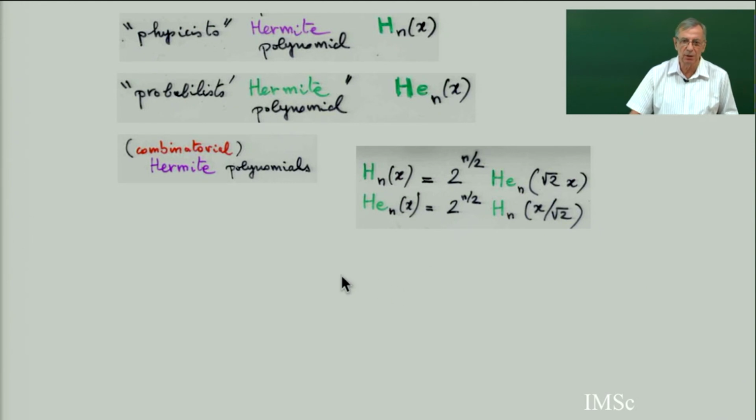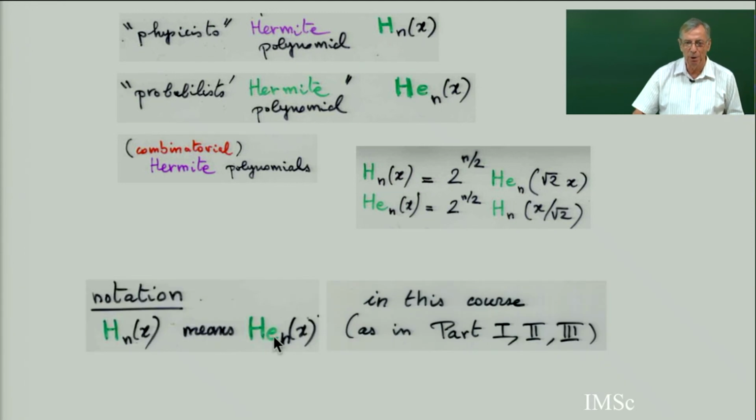If you read a classical book on Hermite polynomials, you will see this definition here. But in this whole course, even the course of part 1, part 2, part 3, the last classes, I use this definition. Do not be confused by this notation from many classes. In this course and all the previous courses, what I denoted by H_n(x) was in fact this Hermite polynomial. So don't be confused between this one and this one. All along the class, this means the probabilistic or combinatoric Hermite polynomial.